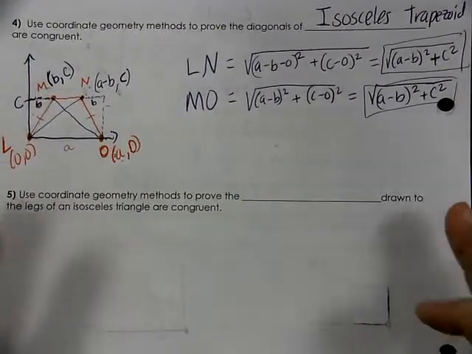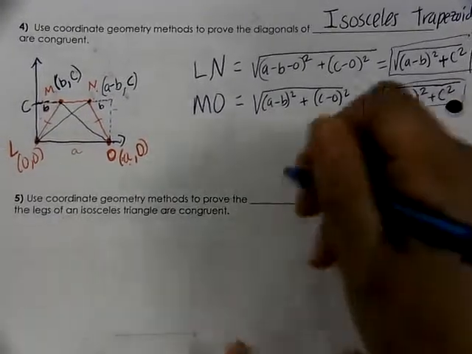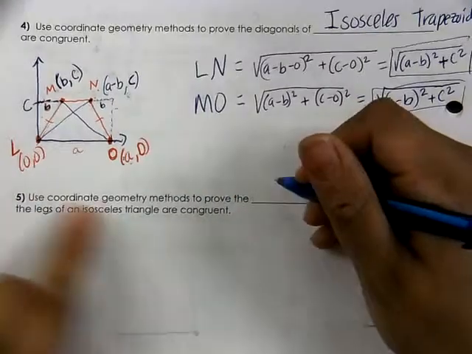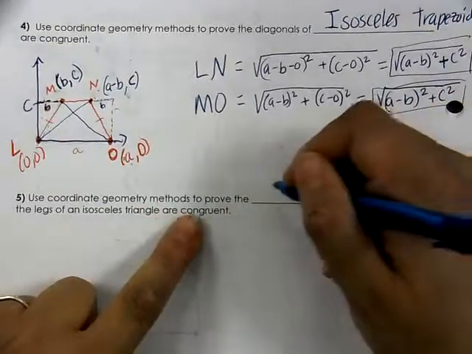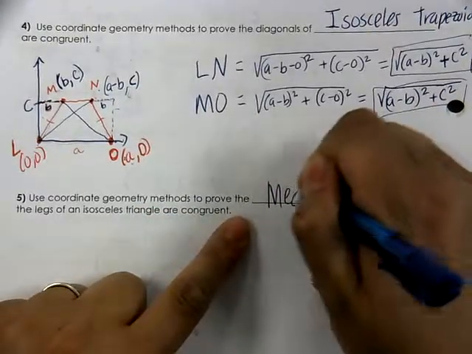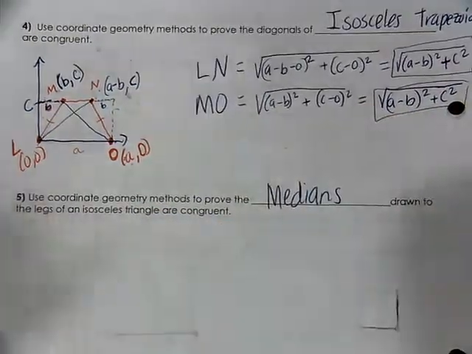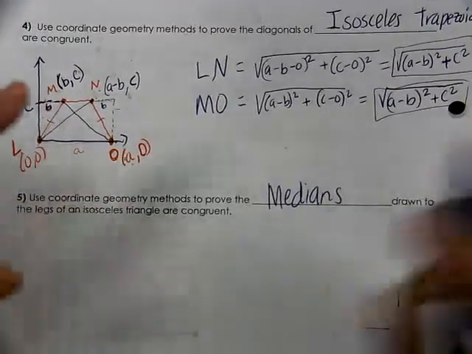All right, and then we will finish up with one last one, and we will go over this some more on Wednesday as well, because I know this is a tough concept. We're going to keep working on it all week. The last one we're going to try to prove is that the medians that are drawn to the legs of an isosceles triangle are congruent.